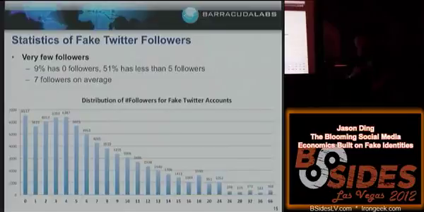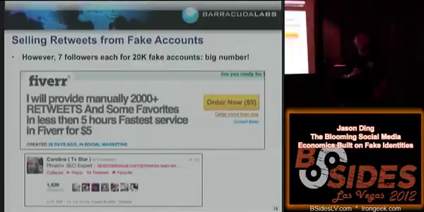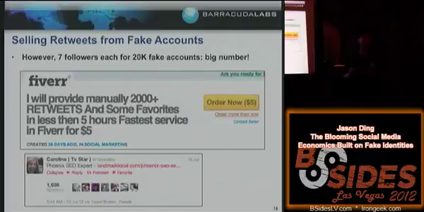But if you aggregate all these 7s together for these 20,000 fake accounts, that's still a big number. People follow them back. Maybe they have an auto follow-back policy, right? And these are most likely real people. So some real people for each fake account, but you have 20,000 fake accounts. Together, the total number of real people that follow all your fake accounts is still big. Those guys can still make a business out of it.